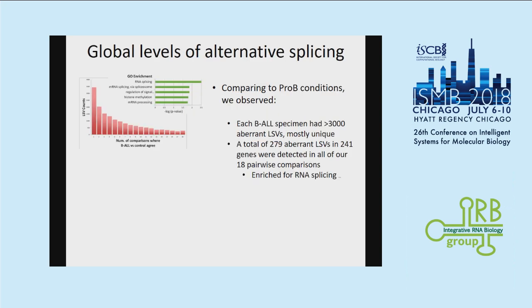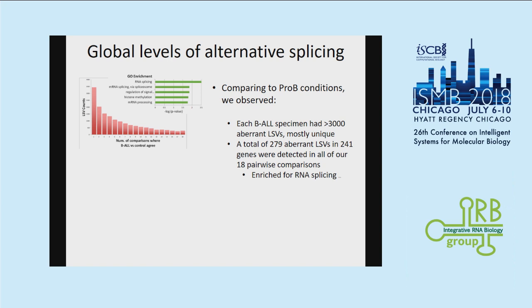And so when we looked at global levels of alternative splicing, what we did was we had 18 samples and we made 18 pairwise comparisons to the pro-Bs. What we saw is that the vast majority of differential LSVs were unique to a specimen, kind of illustrating the heterogeneity of ALL. But we also saw that a total of 279 aberrant LSVs and 241 unique genes were detected in all 18 pairwise comparisons. And when we did a gene set enrichment analysis, we found that it was enriched for RNA splicing.